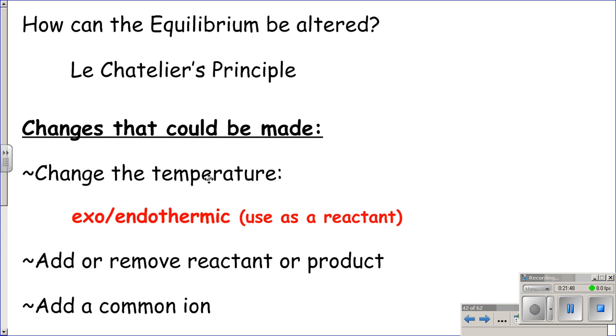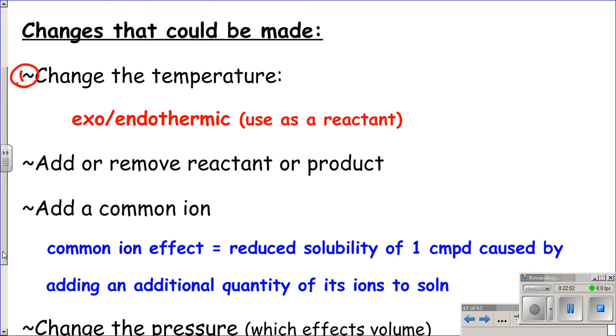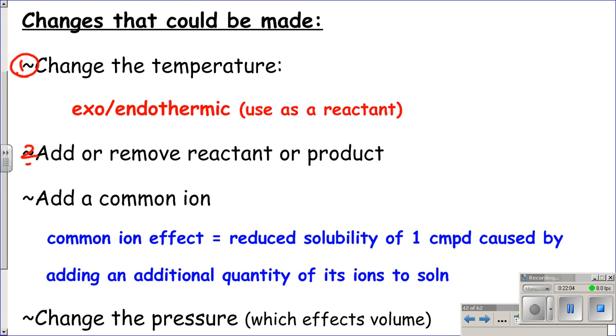So we need to talk about all the conditions that can change equilibrium. Two of them we've already accomplished. So we've already talked about changes of temperature, and changing the amount of reactant or product. We're going to talk about the rest of these now.